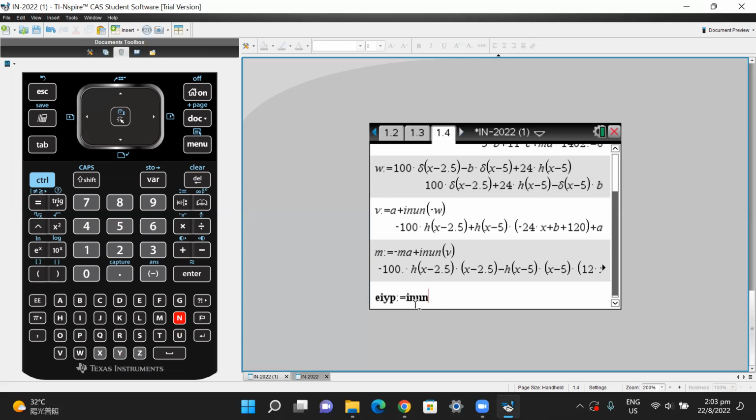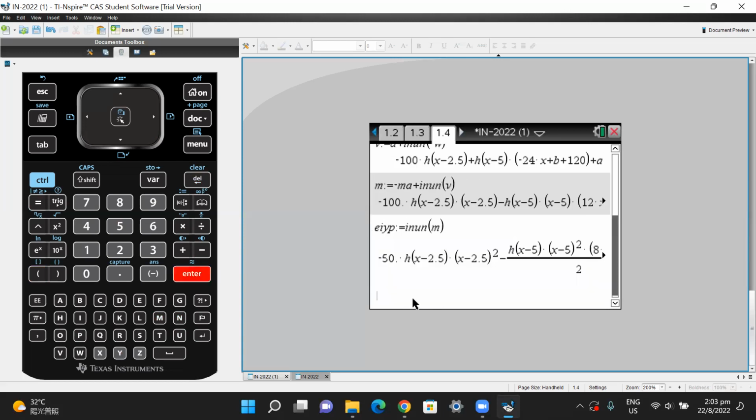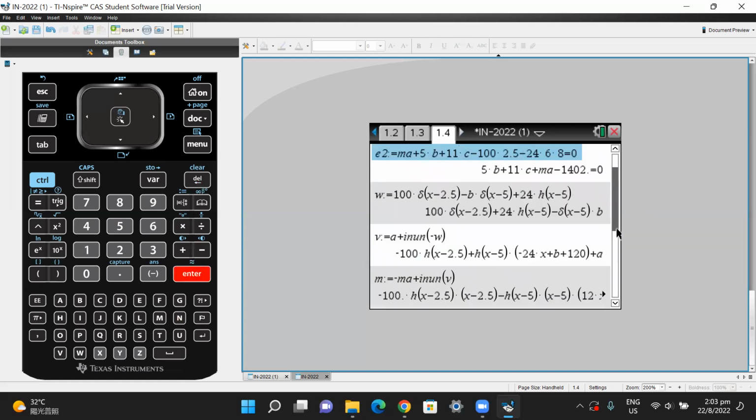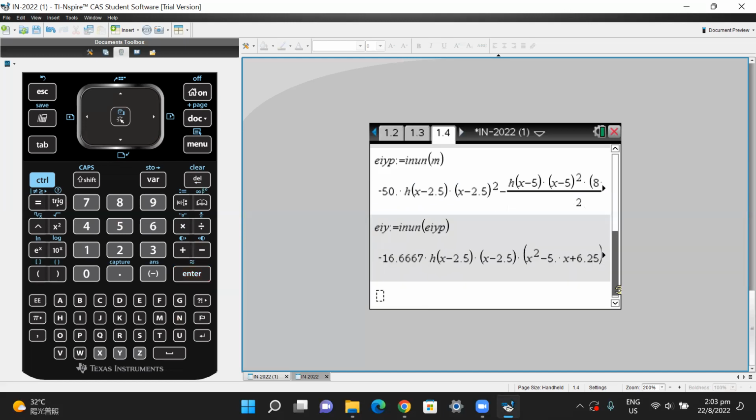And that's 0 for EIY prime naught. And integrate M. Okay. And EIY should be integrate the EIY prime. And we could get this for V, M, EIY prime, and EIY. And then we should substitute X into EIY now.